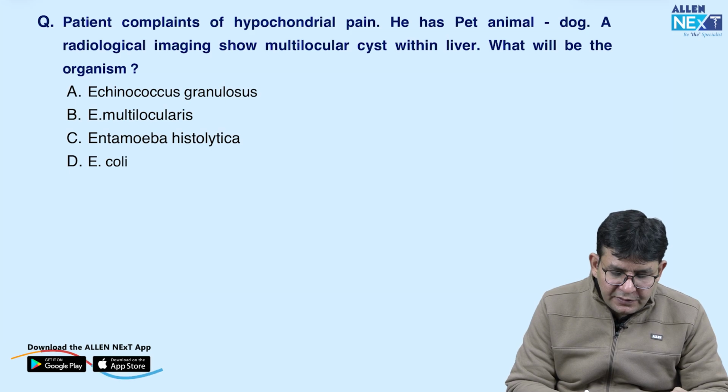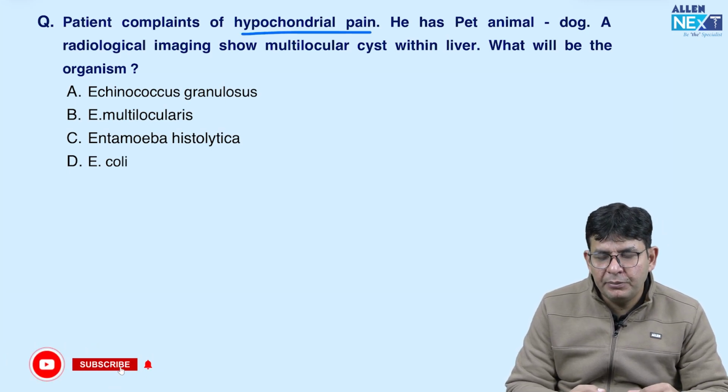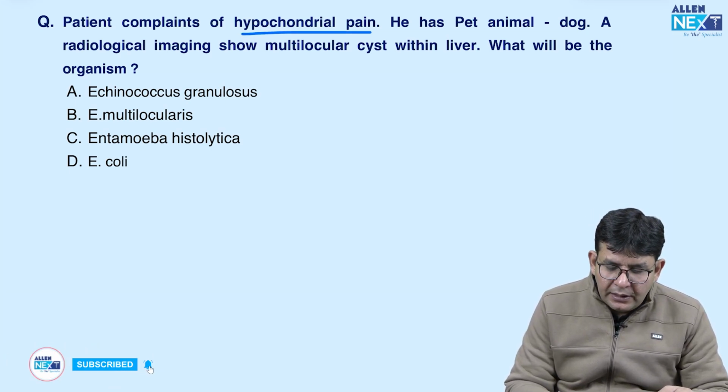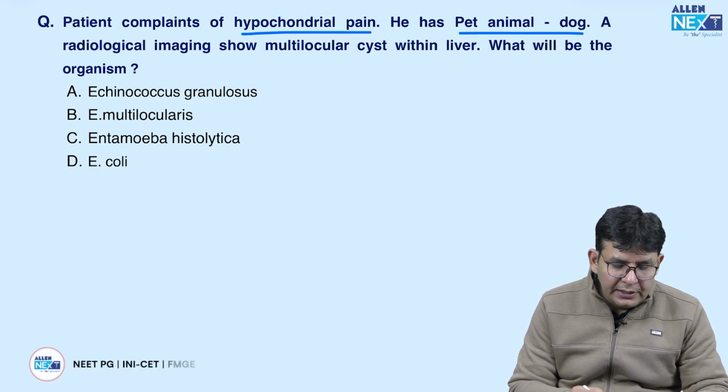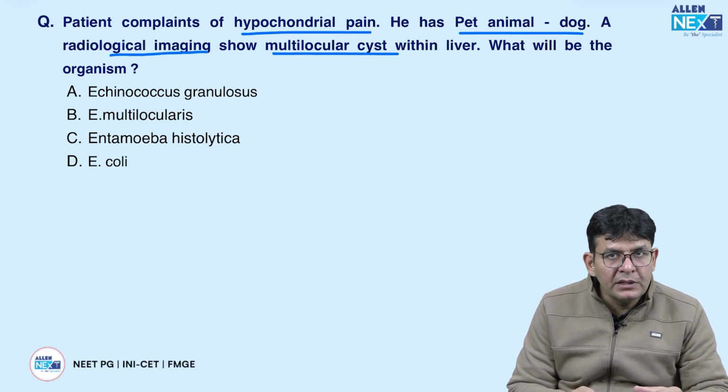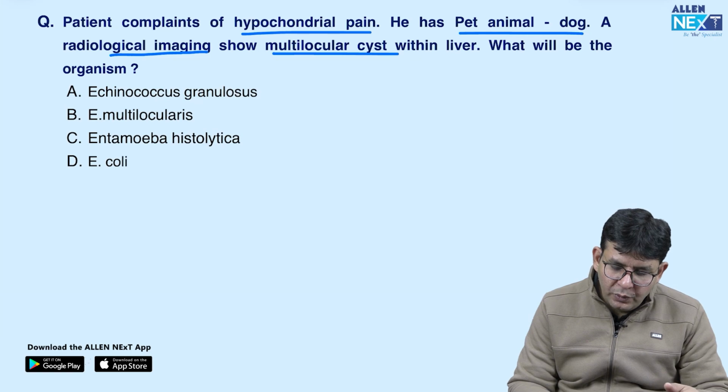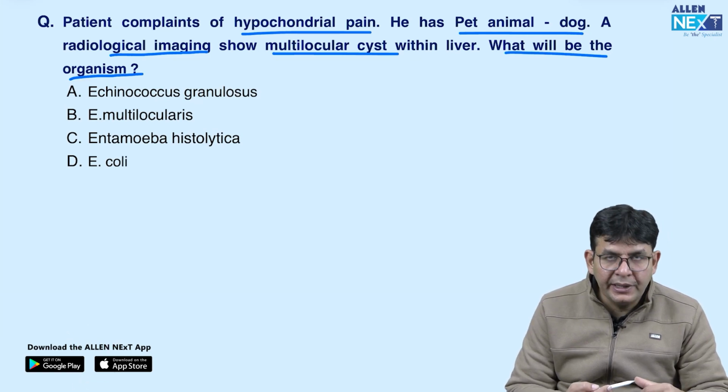The patient complains of hypochondrial pain. Okay, in the hypochondrium the pain is there. Had a pet animal, that is the dog. A radiological imaging shows a multilocular cyst within the liver. What will be the organism causing it?